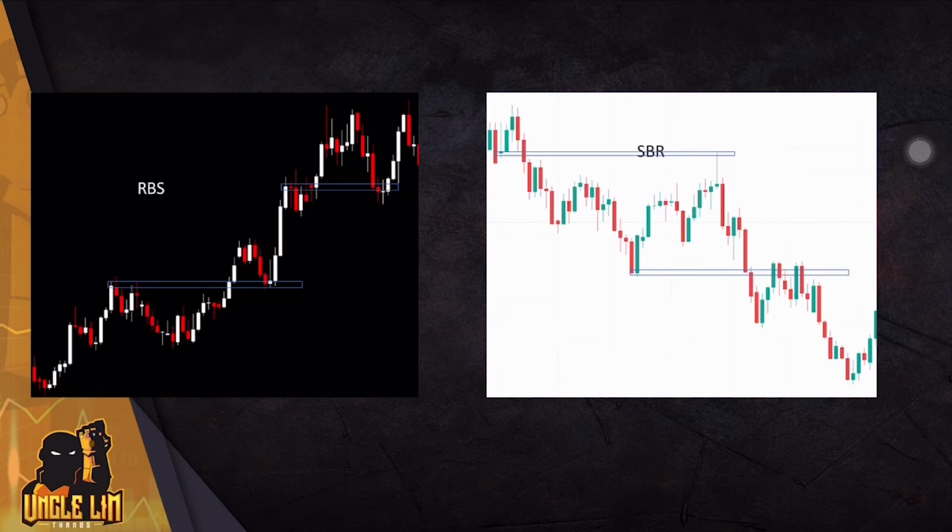So this is the real life RBS and SBR. Resistance becomes support and support becomes resistance. It's the real chart trading. So as you guys can see here, it should be here, it becomes RBS. But the thing is, it goes into support here.